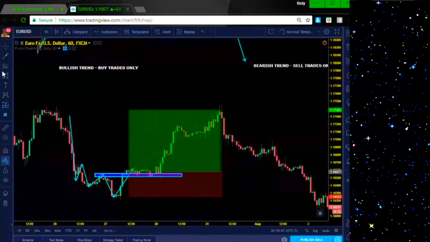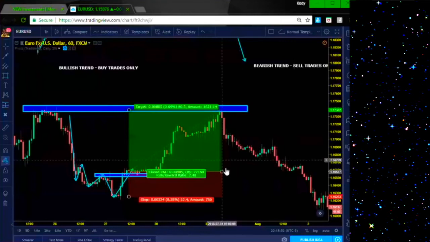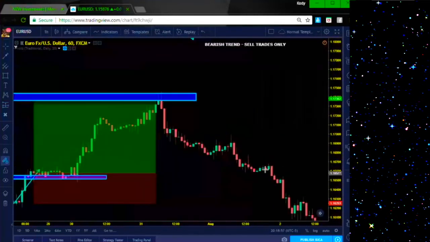It's this simple. Where did price go? Price went to the recent high. That was most likely your first target. Smash TP, and that was that, guys. Real simple. 80 pips right off the bat. Next.